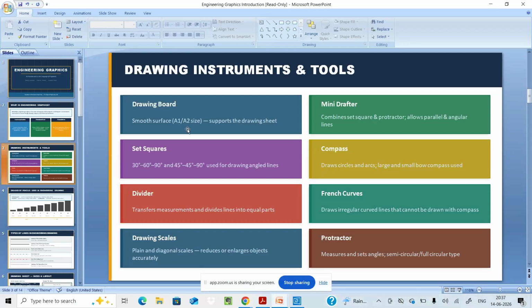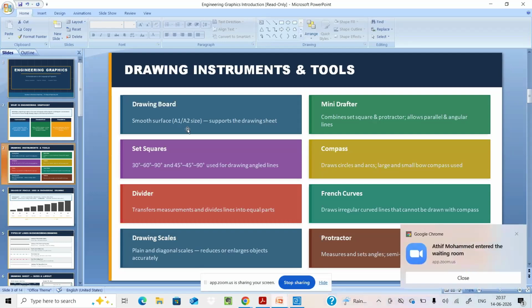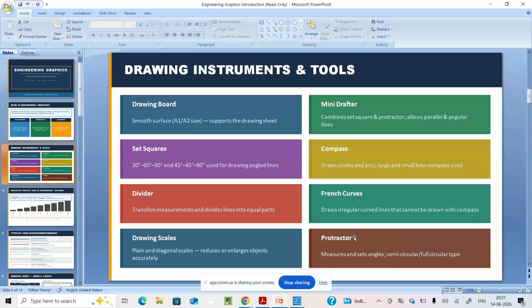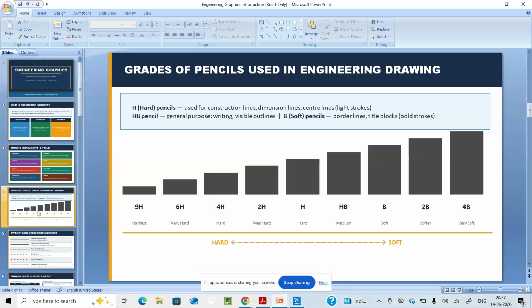So the mini drafter is one main thing for drawing purposes. The drawing board is there, set squares, compass, dividers, French curves, the drawing scales, and the protractor. So these are the drawing instruments and tools used for drawing. Now, next, the main thing is the different types of pencils. In manual drawing, obviously you should have different types, because we have seen artists using different kinds of pencils, whereas engineers should know how to draw the drawings.